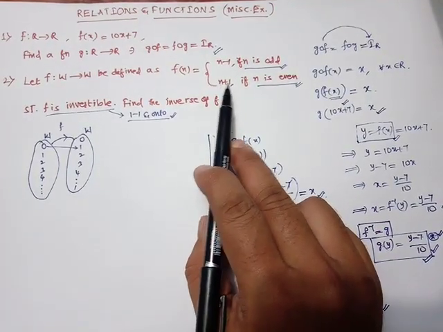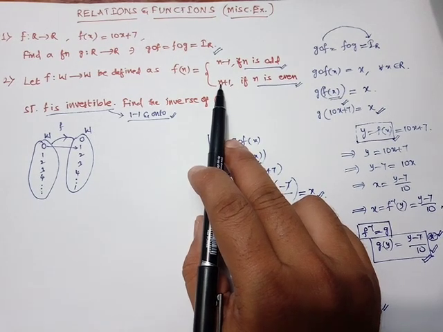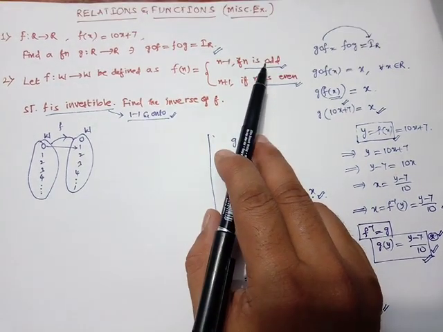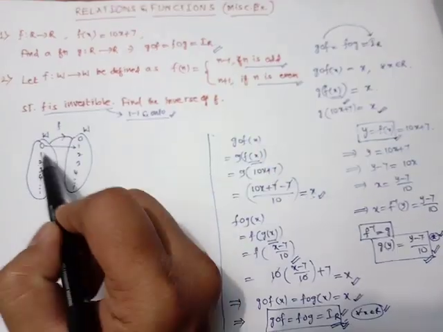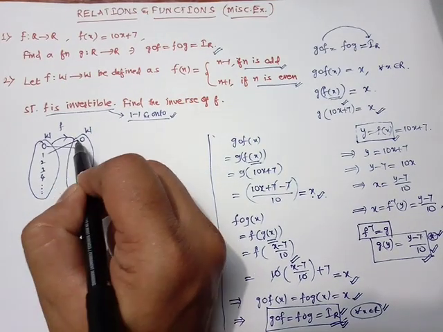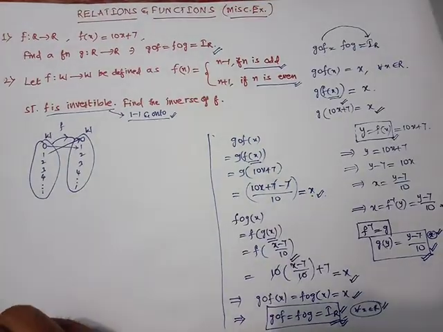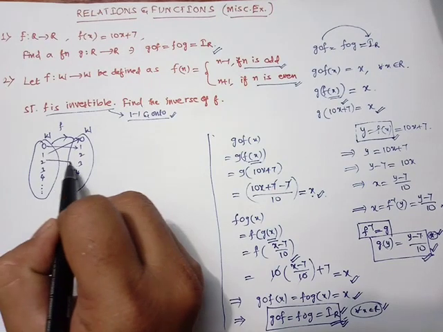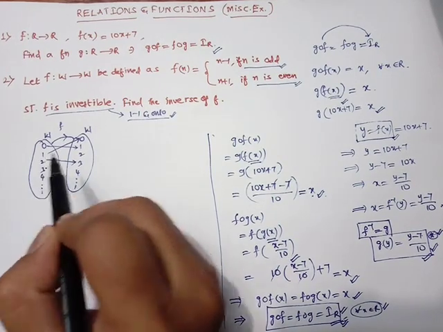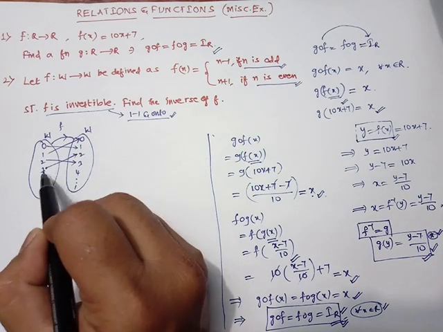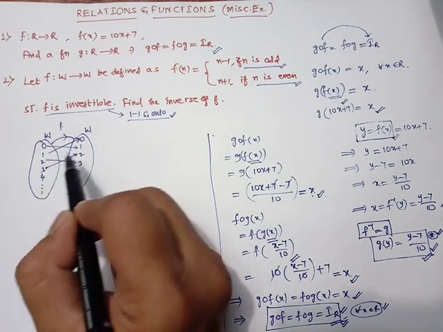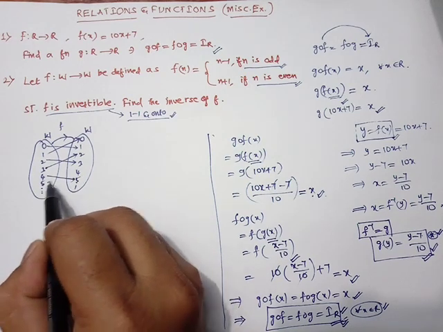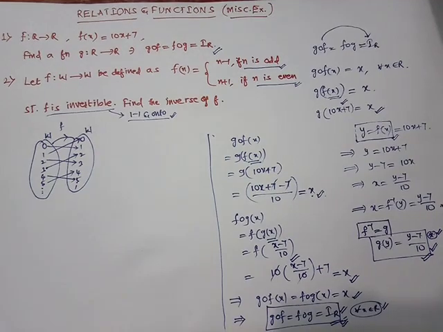So for even n, n + 1: here it is 0 + 1, which is 1. Now coming to the second case, if n is odd, n - 1: 1 - 1 is 0. Next, n = 2 is even, so 2 + 1, so 2 is related to 3, and for odd n it is n - 1, so 3 is related to 2. In the same way, 4 is related to 5, and 5 is related to 4. So this way your function is defined.